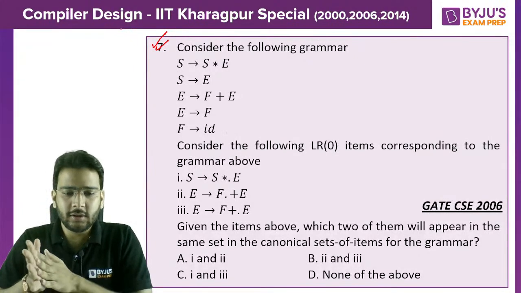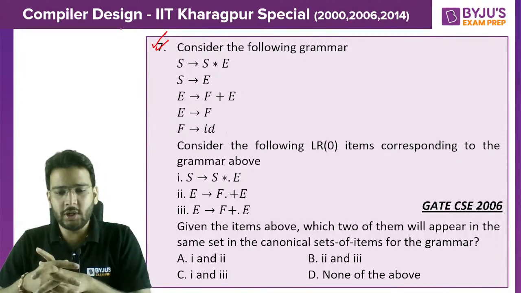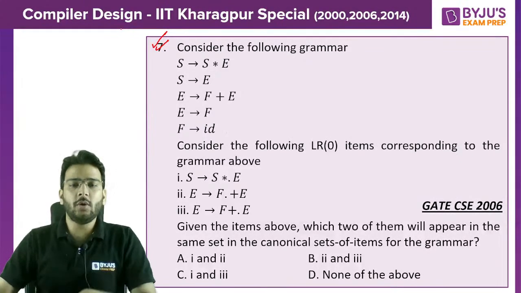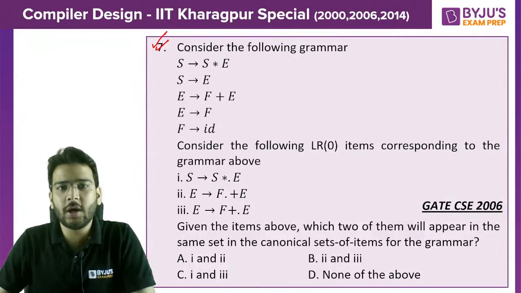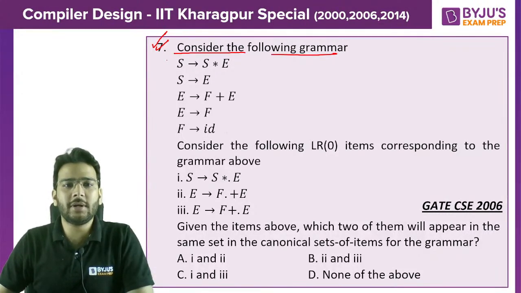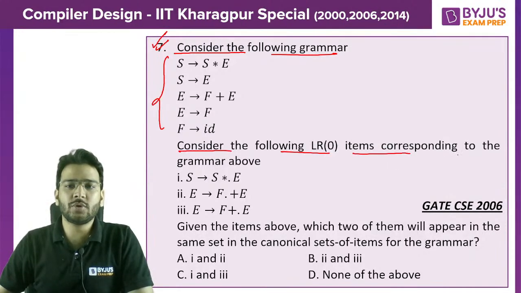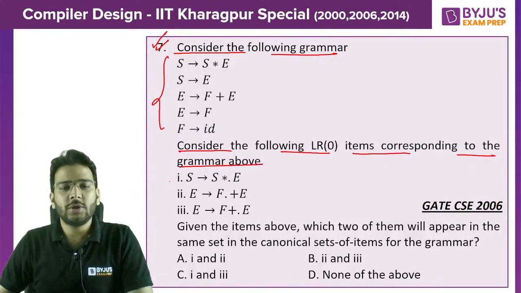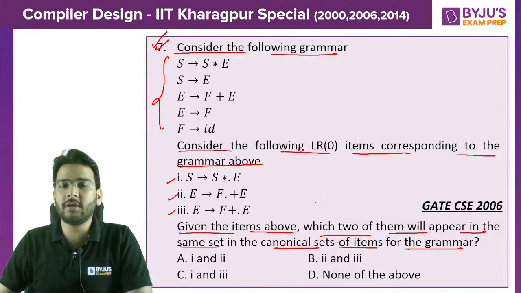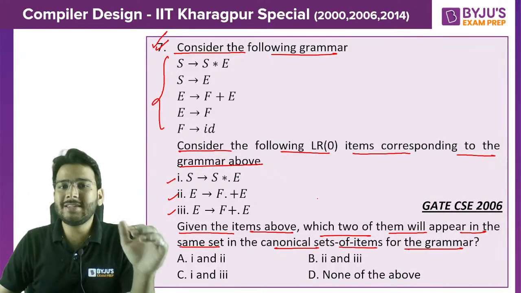Yes, guys. Kiran, option D. Tahir, option D. Ankur, option D. Very good, all of you. Let's solve this question now. Consider the following grammar. This grammar is given to you. Consider the following LR0 items corresponding to the grammar above. So these are the items given to you. Now what does it say? Given the items above, which two of them will appear in the same set in the canonical set of items for the grammar?